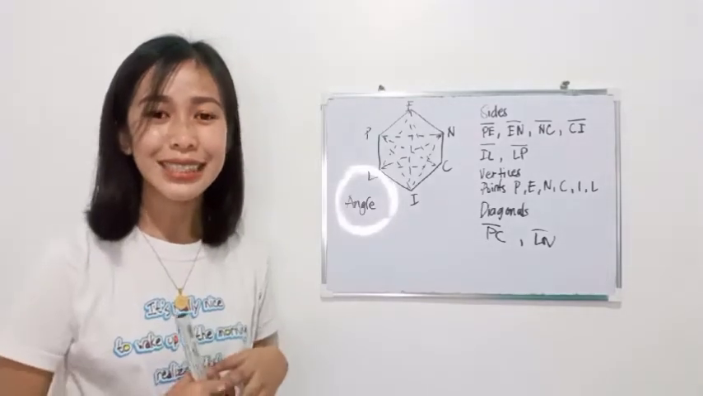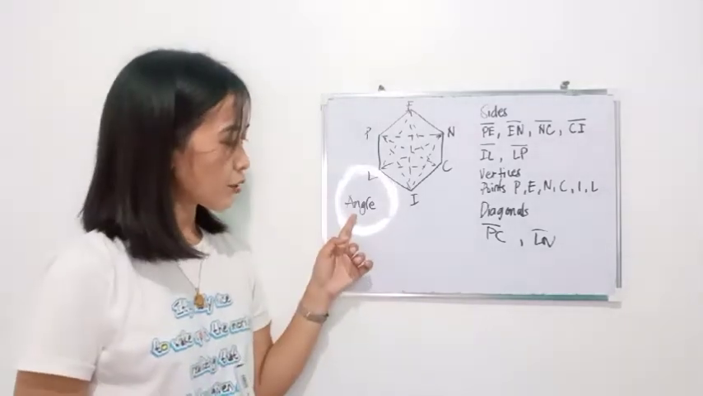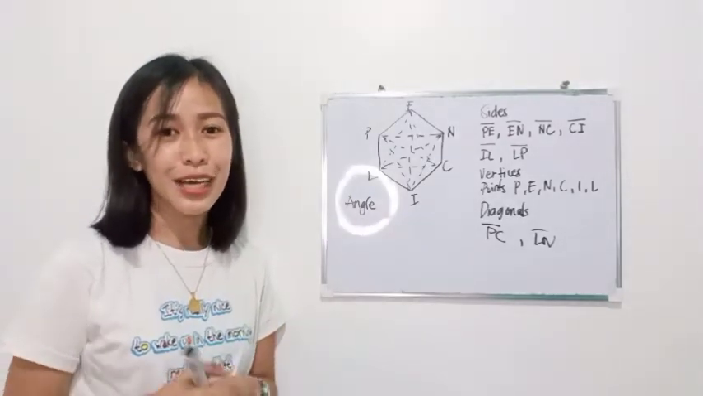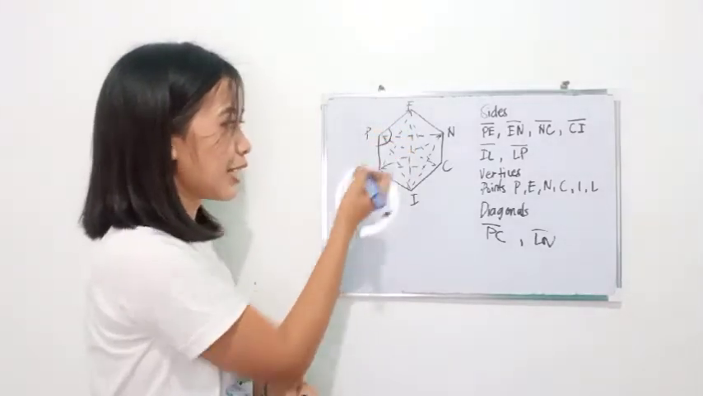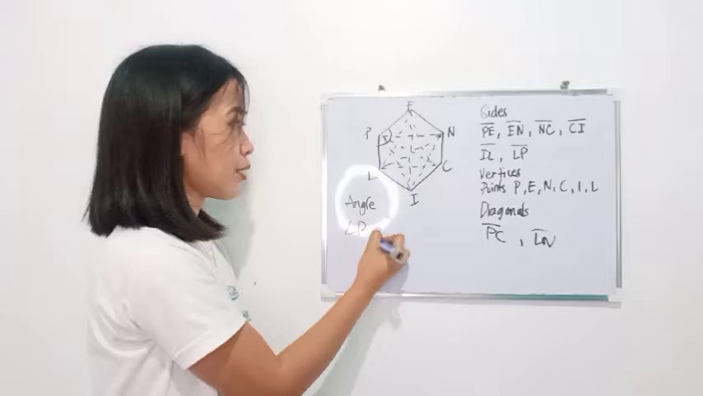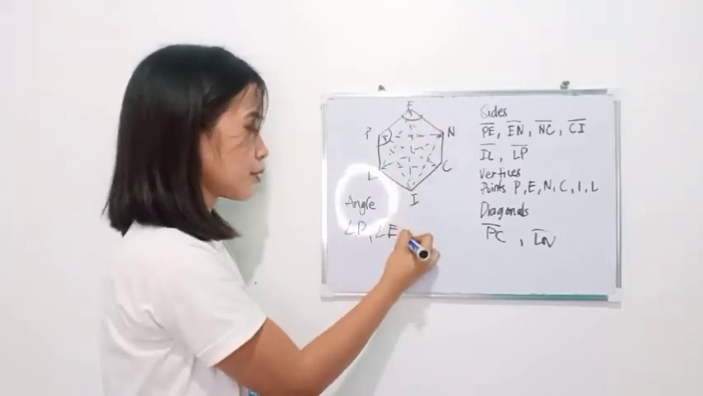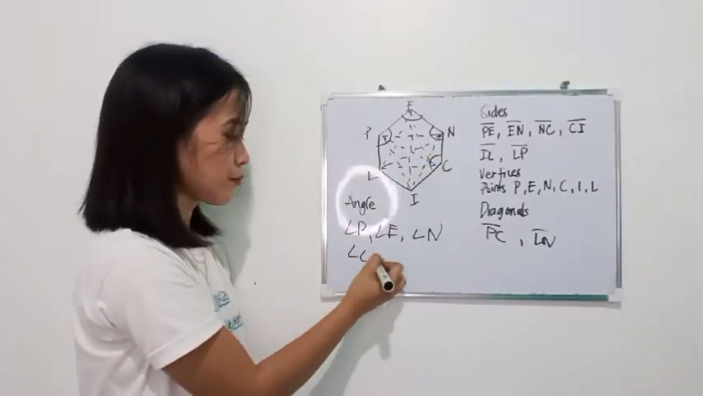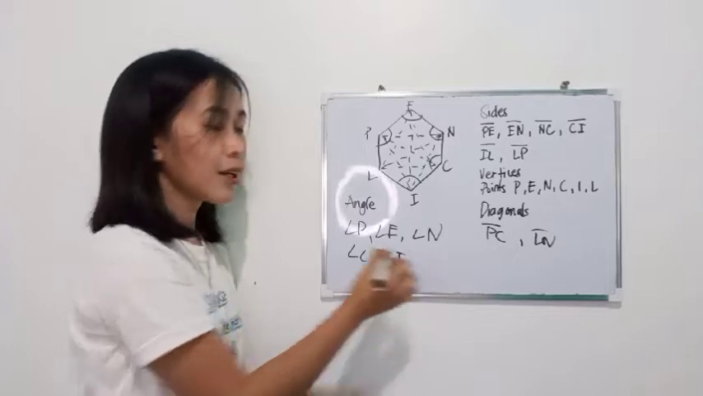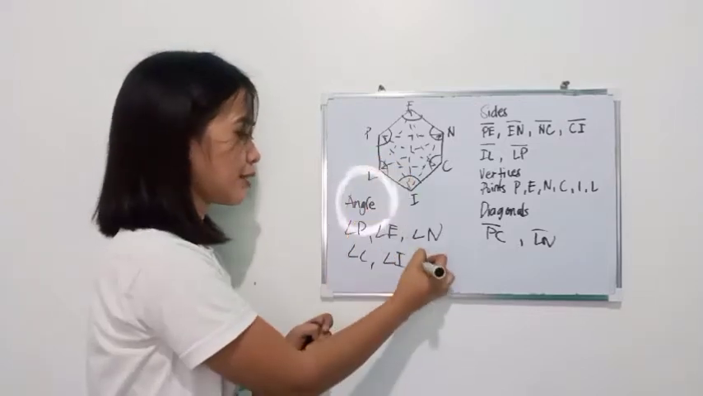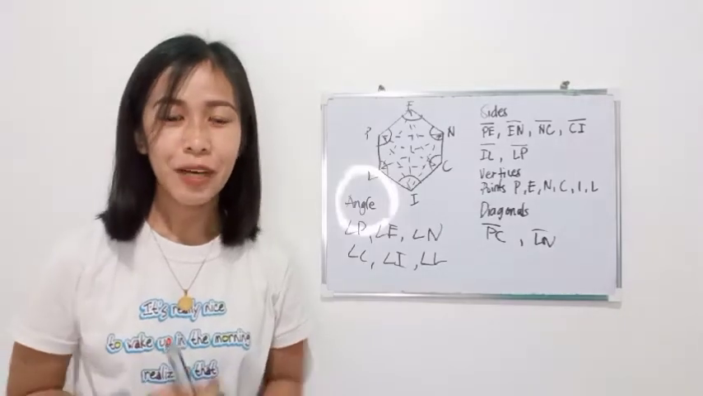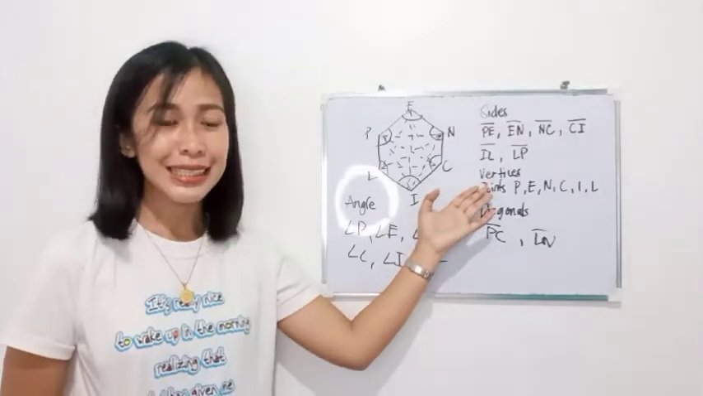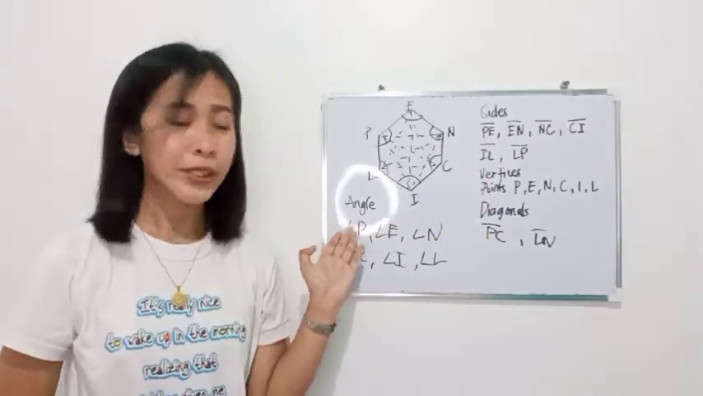And now, we're going to discuss the angles or the interior angles. So, itong angle natin, of course, pwede din tayong mag-base sa vertices para mahanap natin yung angle. So, alam naman natin yung mga angle, no? Yan. Angle P. Angle E. Angle N. Angle C. Angle I. And angle N. So, again, what are the parts of a polygon? We have the sides, the vertices, the diagonals, and of course, the angle.